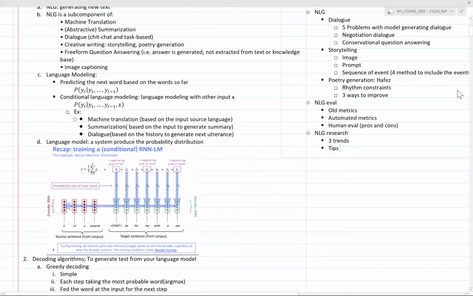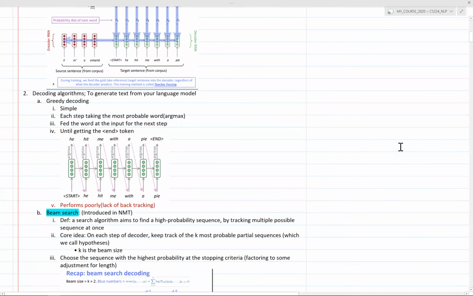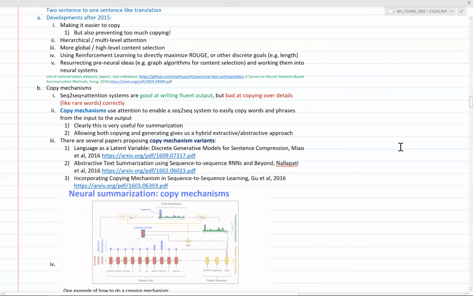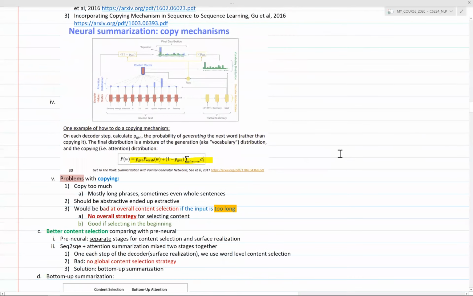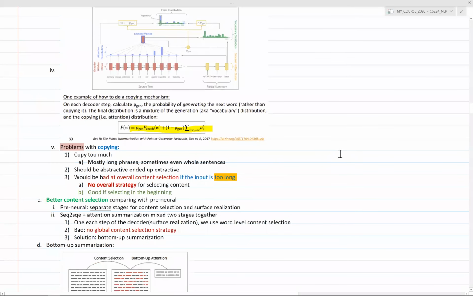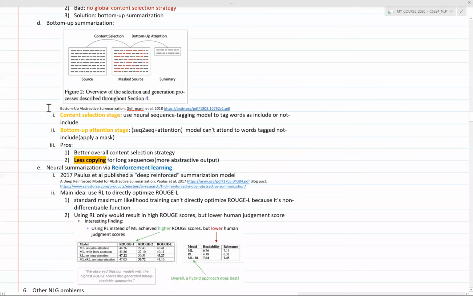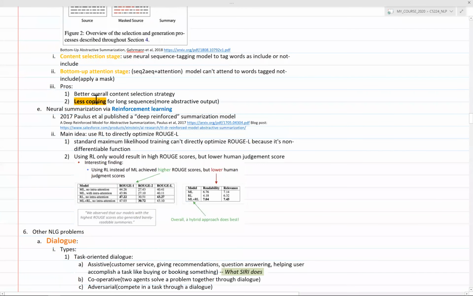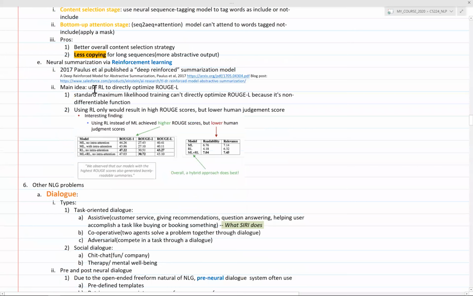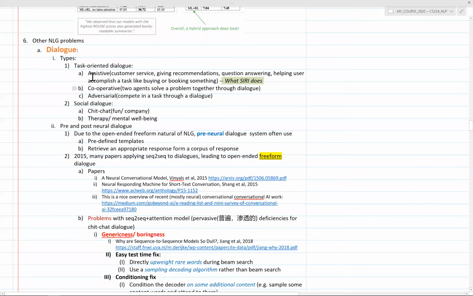Take over on my part to talk about a few other natural language generation tasks that we're going to solve. First, I'm going to talk about the dialogue problem. There are two types of dialogues: one is task-oriented dialogue, and the other is social dialogue. The task-oriented dialogue has assistive uses, like customer service and recommendations.